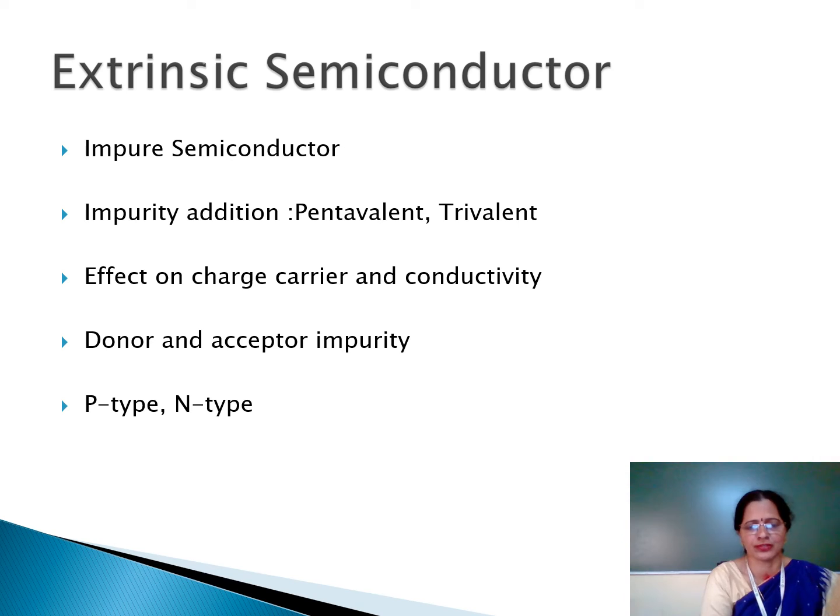Number of free electrons. Addition of pentavalent impurity to a pure semiconductor increases the number of free electrons. What is the meaning? Suppose we take a piece of intrinsic semiconductor and consider that it has 10 holes and 10 free electrons, because in an intrinsic semiconductor there is an equal number of free electrons and holes. When you add the pentavalent impurity, the number of holes will be as usual, but the number of free electrons will increase.